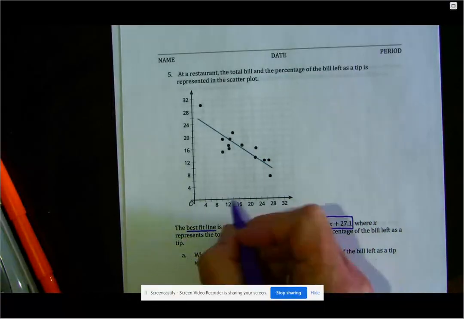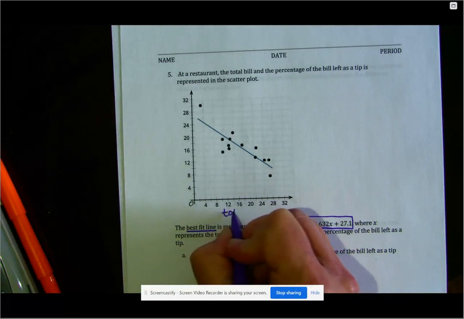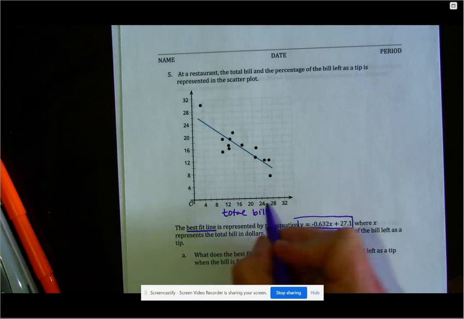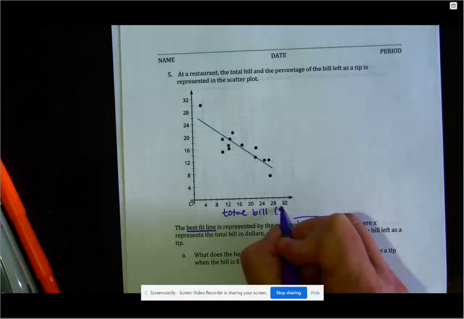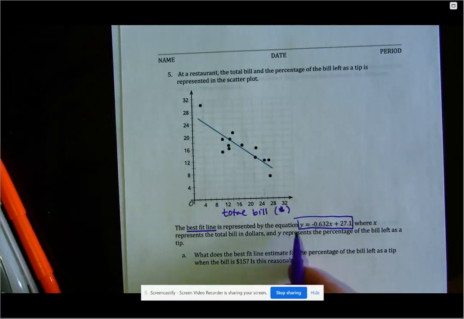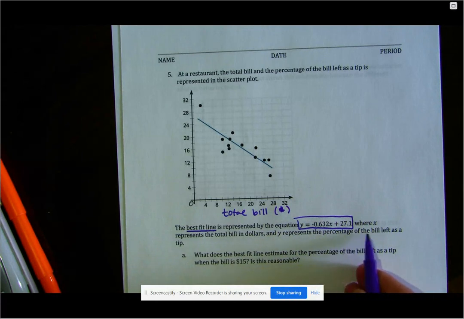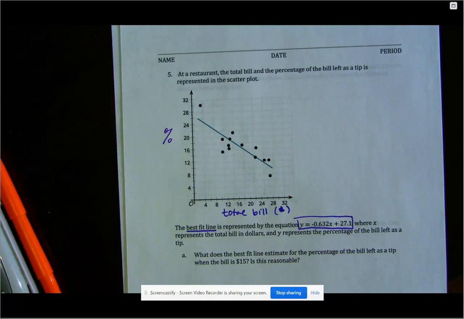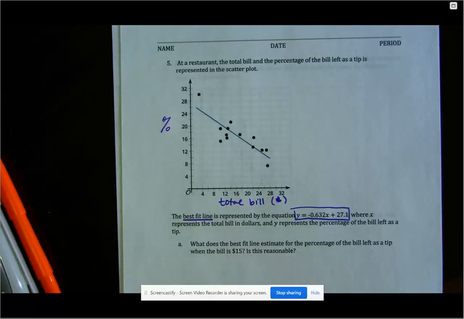x is the total bill. So how much was the total bill? And this is measured in dollars. Yeah, that's how we pay for things. And then y is representing the percentage of the bill that you left as a tip. This is the percent. I guess the best way to generally explain this is oftentimes when you have a coffee drink, say it's $5, you might leave a $2 tip, which is a huge percentage of what you paid for it.